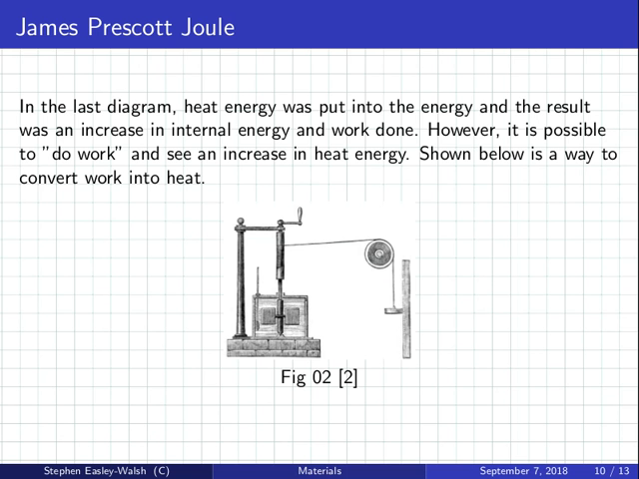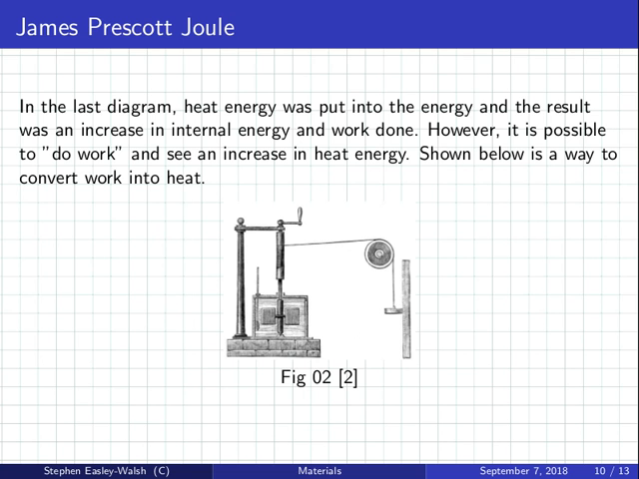So, what you have here is a weight. What energy is in this weight? Potential energy. And then it's connected up to this wheel here. So when this falls, this starts to spin around. And you see there's two paddles here in the water. So you have a little bit of water and there's paddles that turn around. Okay? And here is a thermometer for measuring temperature.